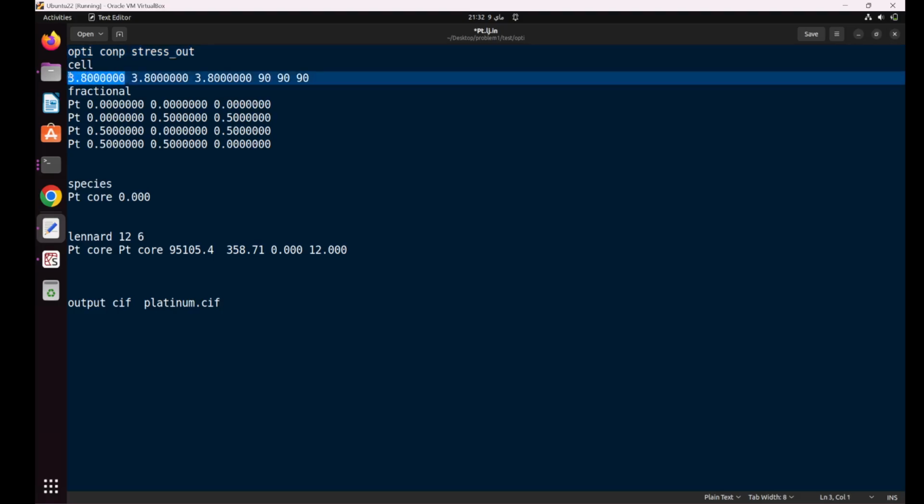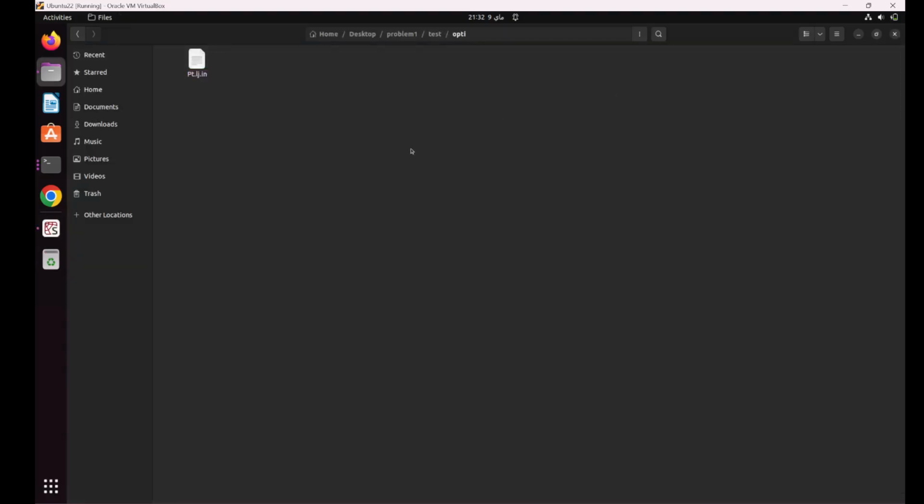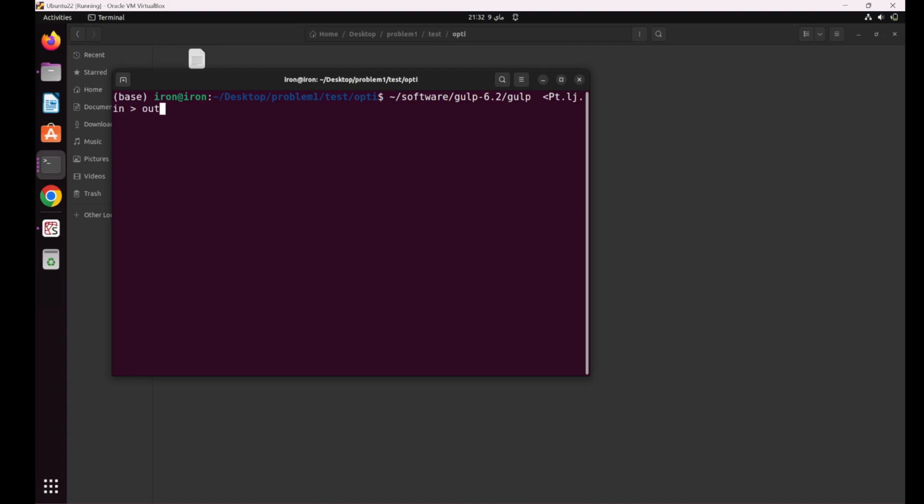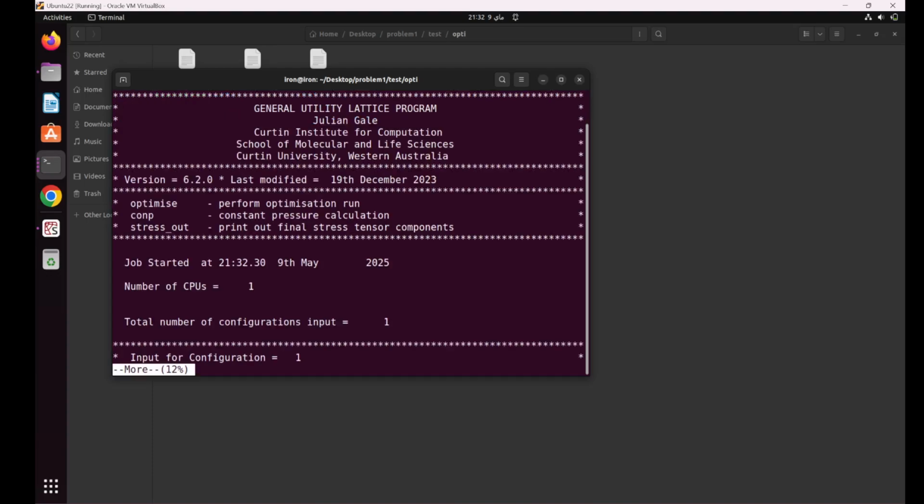And remember, we will start with an initial lattice constant of 3.8 angstrom. So let's see what's gonna happen after optimization. So save this. Now let's open the terminal, call gulp, software gulp version 6.2, binary gulp, platinum. Let's ask for an output called output.opti. And let's see, what do we have?